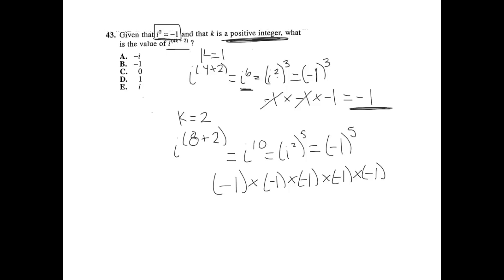And like I said before, -1 times -1 is 1, so those two cancel. We can cancel 2 more, and you're just left with -1 at the end. So your answer is B.